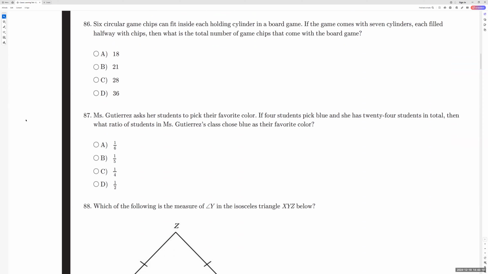Let's look at number 86. 6 circular game chips can fit inside each holding cylinder in a board game. So we have some kind of cylinder. Takes me a while to find my drawing tools. So they can hold 6 game chips. So we're gonna put the chips there as layers.